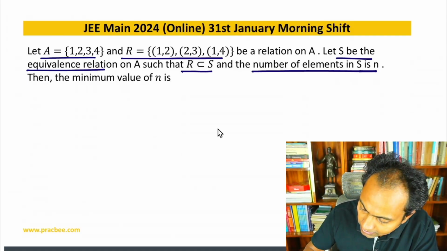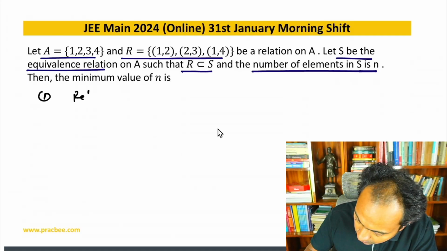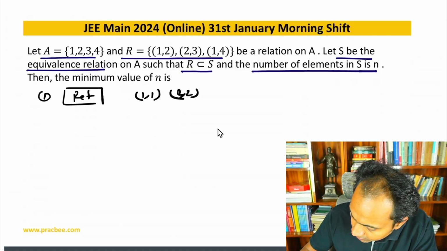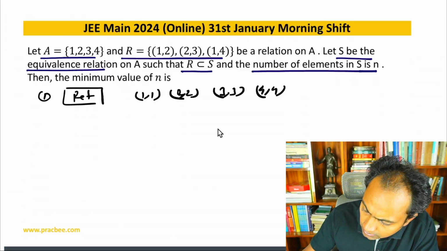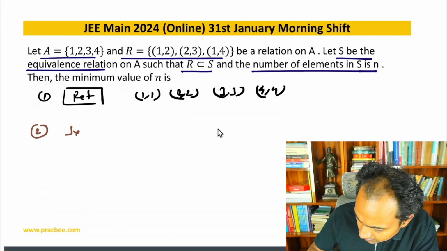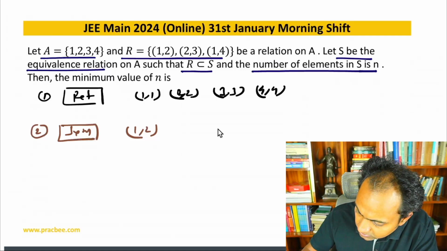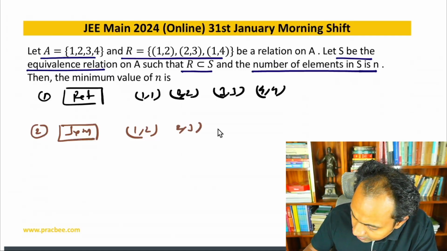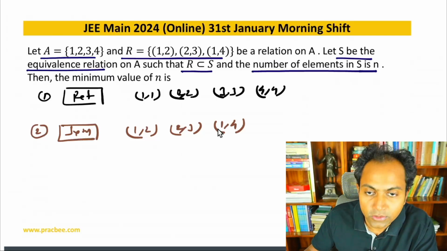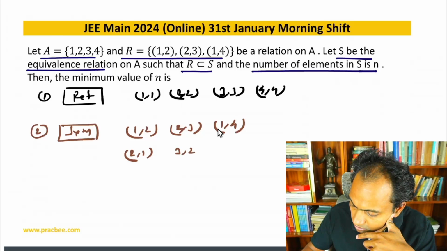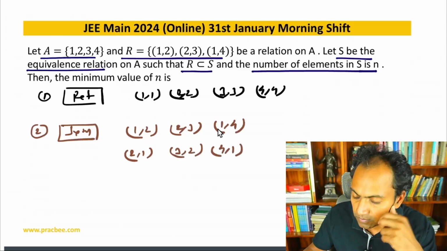If you want to make it reflexive, the elements we need to have are 1, 1, 2, 2, 3, 3 and 4, 4. Now in the next part, if I want to make it symmetric, let us see what else will be required. 1, 2 is there because R is a subset of S. 2, 3 is there. 1, 4 is there. So corresponding to 1, 2, you will require 2, 1. Corresponding to this, you will require 3, 2 and then 4, 1.